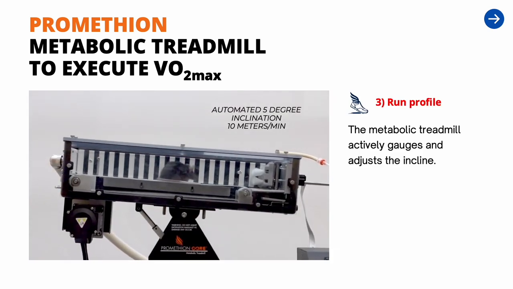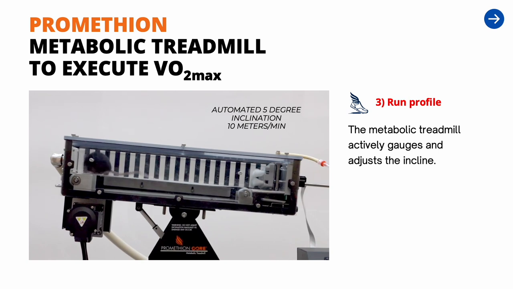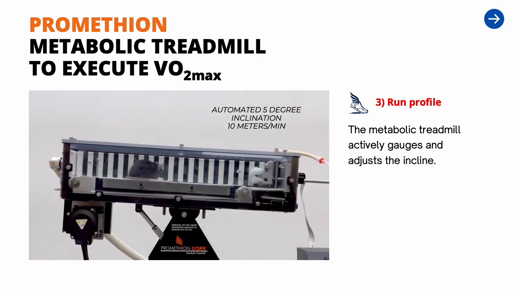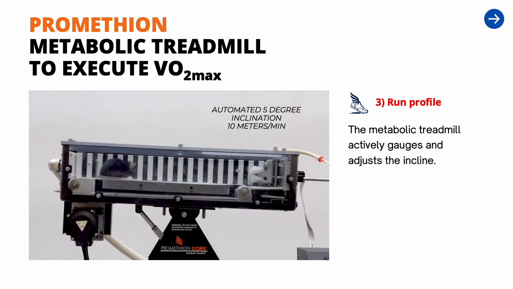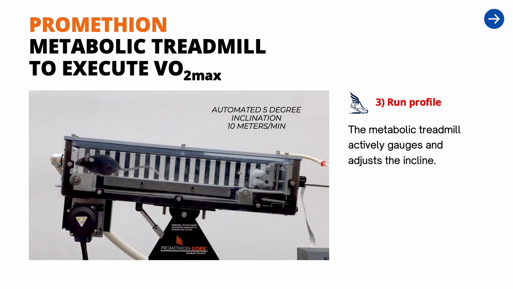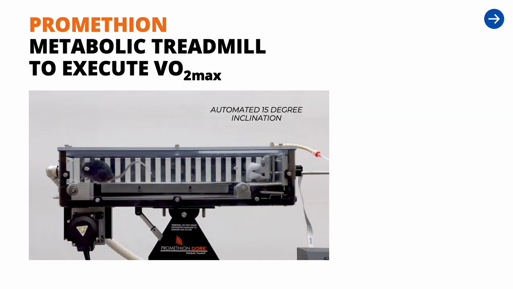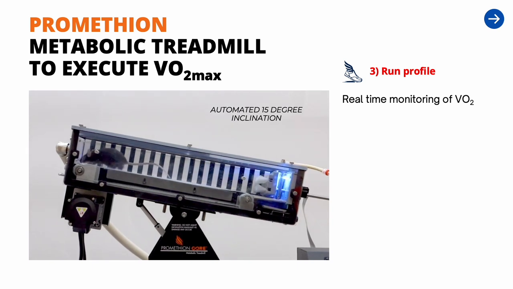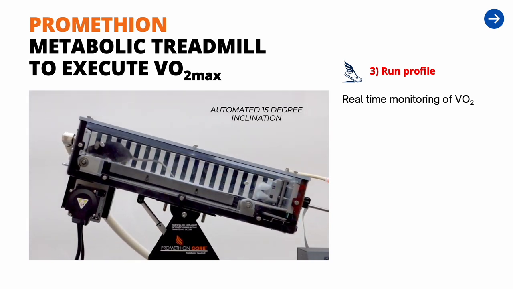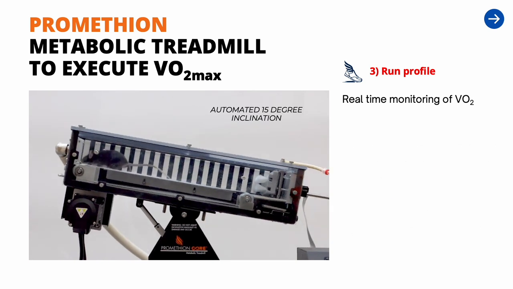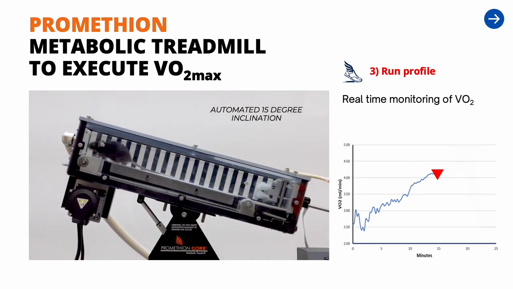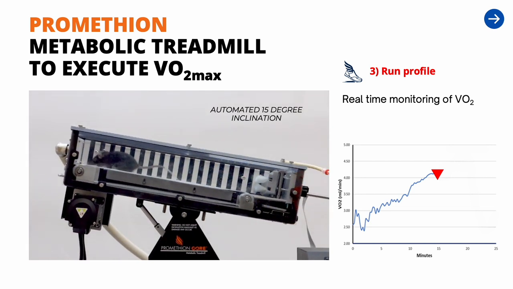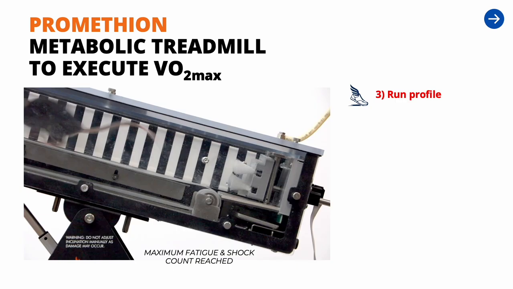Now that the mouse is acclimated to running on the treadmill, the graded maximal exercise test can be performed to obtain VO2 max. The treadmill automatically increases speed and actively gauges and adjusts the incline as programmed while Promethion Core collects the VO2 and VCO2 measurements. Here we can see what a GXT run to obtain VO2 max looks like while Promethion Live acquires and presents the respirometry data with real-time monitoring. To improve the consistency of each run, the treadmill incline is constantly monitored and adjusted for accuracy. Once started, the treadmill automatically changes speed and incline according to the profile.